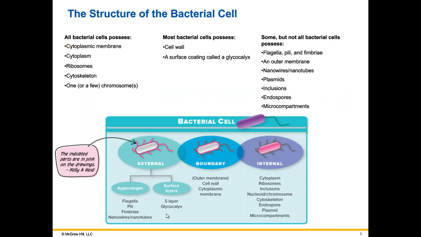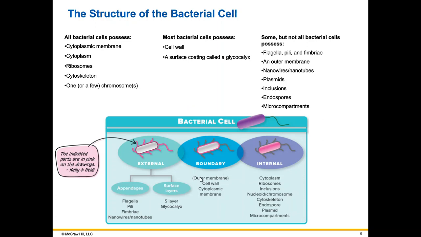Alright, so let's look at the structure of bacterial cells. This picture comes from your book, and it shows what is on the outside of the bacteria. Notice the pink highlight is the external part of the bacteria. What's in the boundary of the bacteria? And then what's the stuff on the inside? So you'll see a list of items. Externally, some bacteria cells can have flagella, pili, fimbriae, nanotubules, nanowires. There can be surface layers, S layers, glycocalyx, long lists here. But do know that not all bacteria cells have all of these.